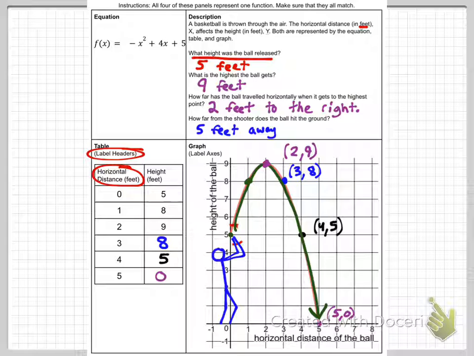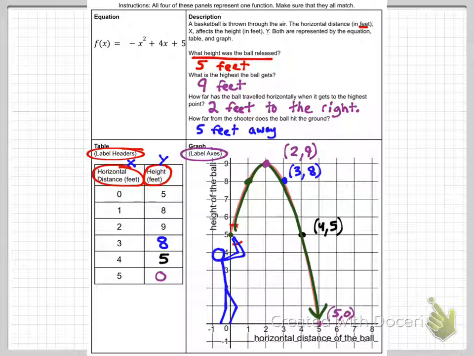I did that for you. In the future, you will have to. So notice the x value is horizontal distance and the y value is height. If those are blank, we need to write those words down. And you can also write X and Y, but we need to be as detailed and specific as possible.